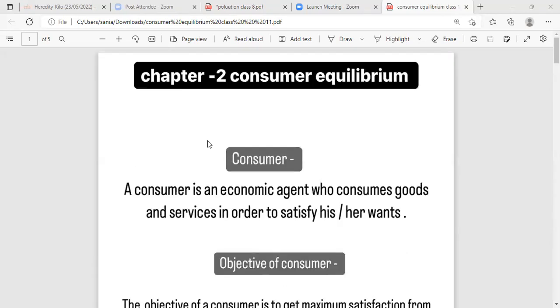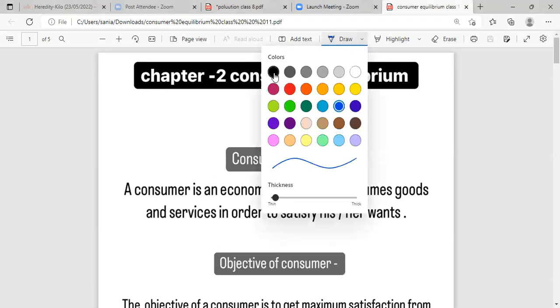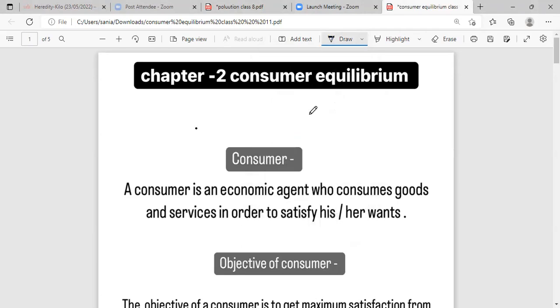So basically we have to start with a consumer equilibrium unit, right? Before that, there are a few terms which you need to understand. First you will understand, then I'll give you time to make notes. Okay. So ma'am, consumer equilibrium.